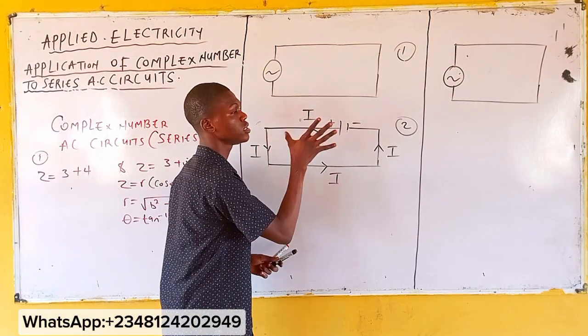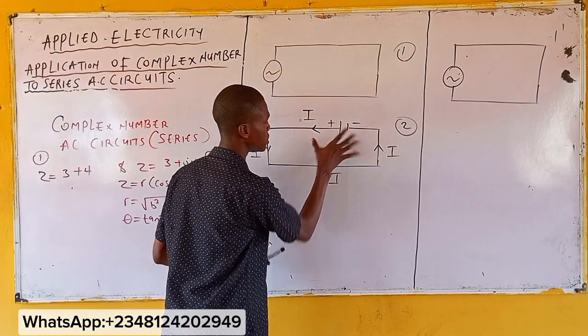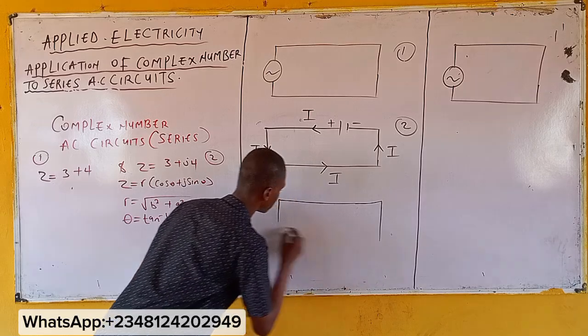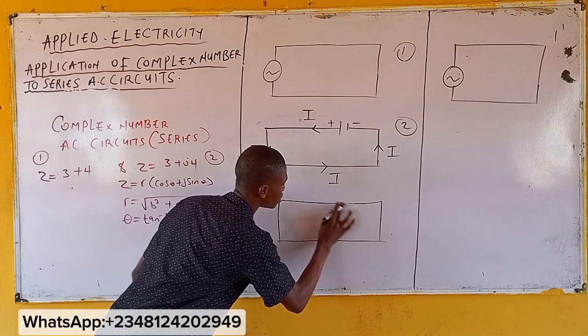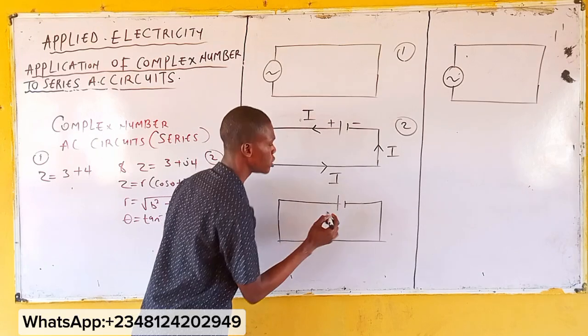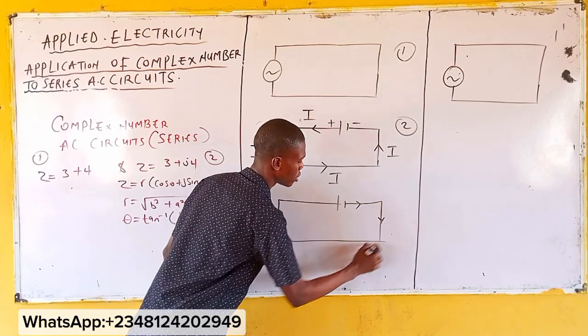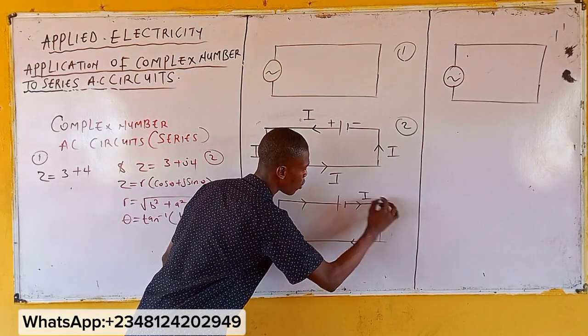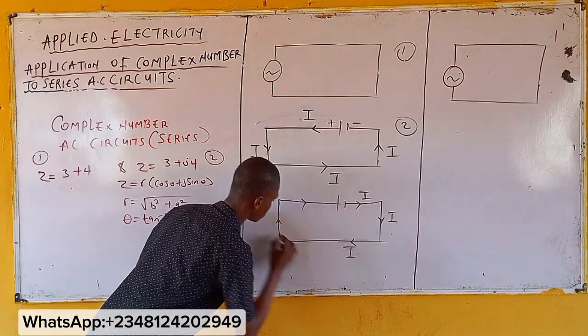Now from here, let's say you have this. Now let's draw another circuit diagram. Say you have positive, you have negative. Now, is it possible for our current to move in this manner? Is it possible from what you've learned in DC circuit? Why? The question is why?